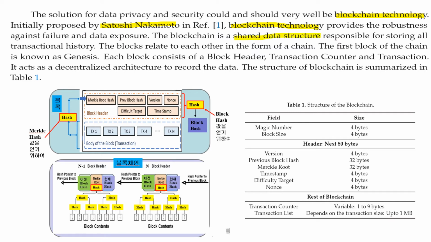Blockchain is a shared data structure. This is a distributed database responsible for storing all transactional history, every transaction from the Genesis block. A block contains about 200 transactions. Blocks are related to each other in the form of a chain. This is the reason why we call it blockchain. The first block of the chain is known as Genesis. We call this the Genesis block.